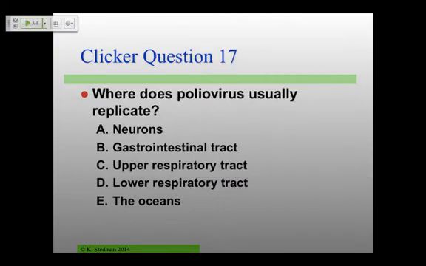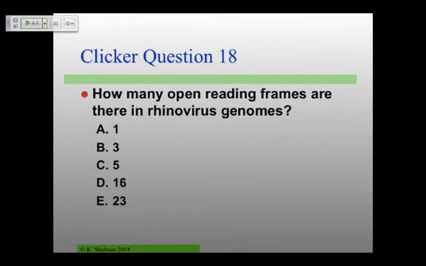So next question, how many open reading frames are there in rhinovirus genomes? 1, 3, 5, 16, or 23?